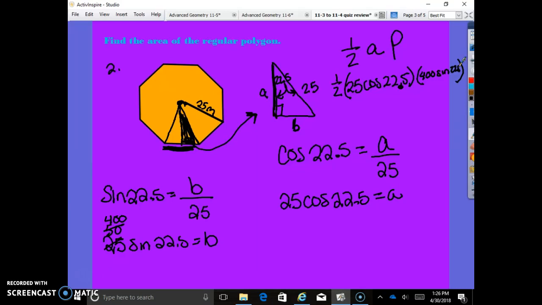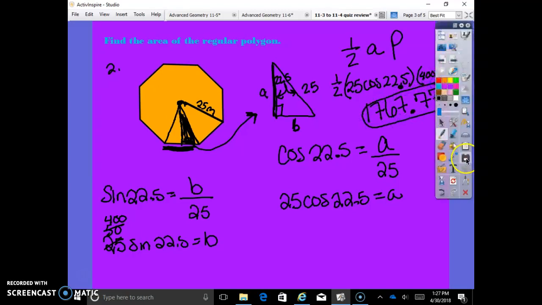22.5 sine times 400 equals, store 1. 22.5 cosine times 25 equals, times recall 1 equals, divide by 2 equals, and I got 1,767.77. We good?